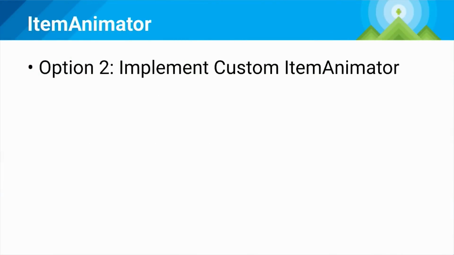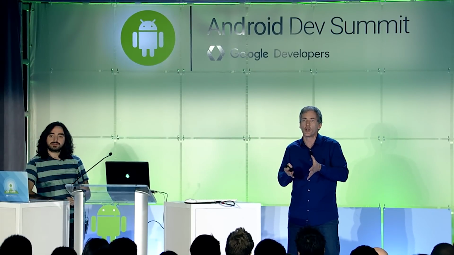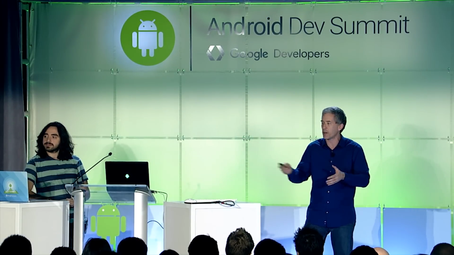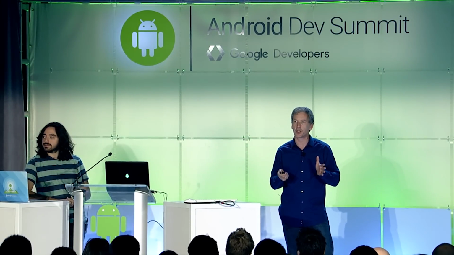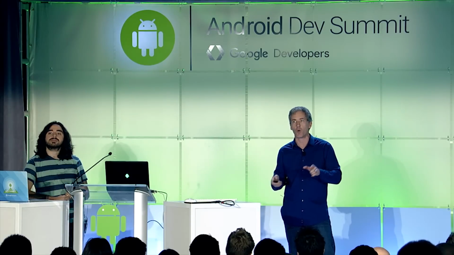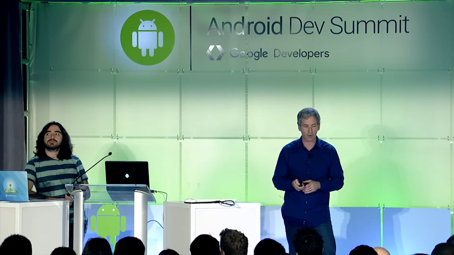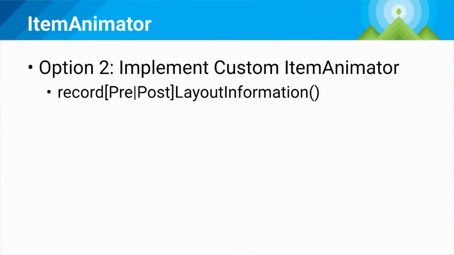Option 2 is you can get a little more customized, and you can implement Item Animator directly or implement simple Item Animator, or you can subclass. So what we did in the demo you're about to see is we subclassed off of default Item Animator and then just overrode the specific capabilities that we wanted. So there's a lot of things that you can lean on there so that you don't have to actually do everything. So there's an important step about recording the pre and post layout information.